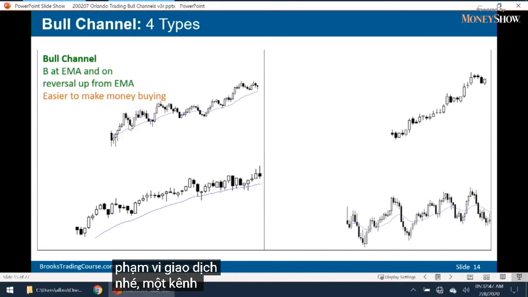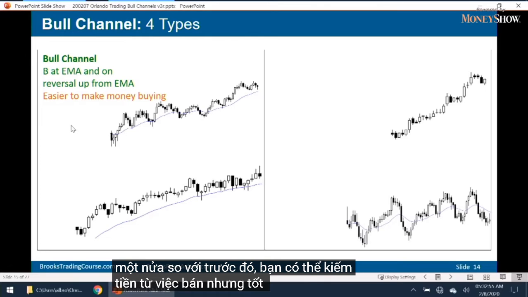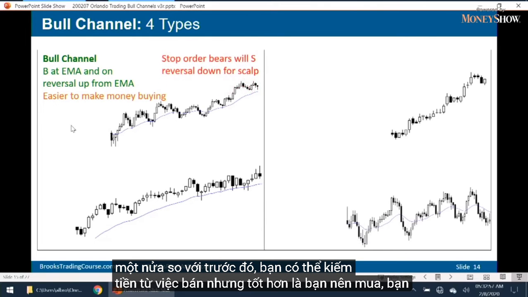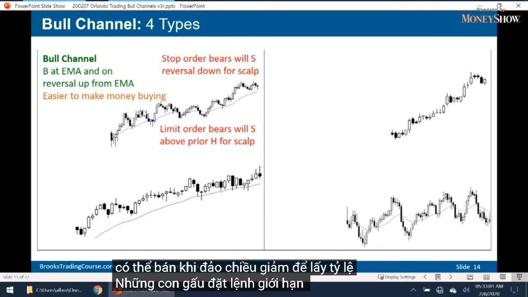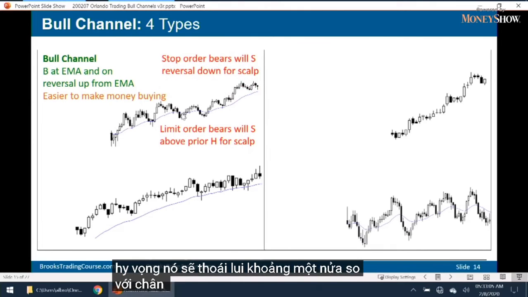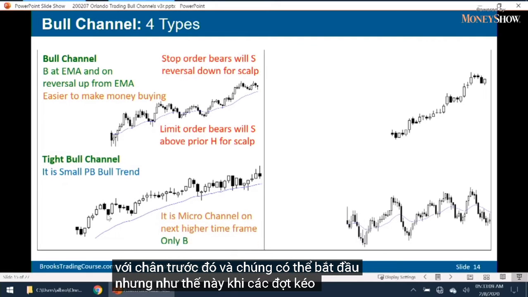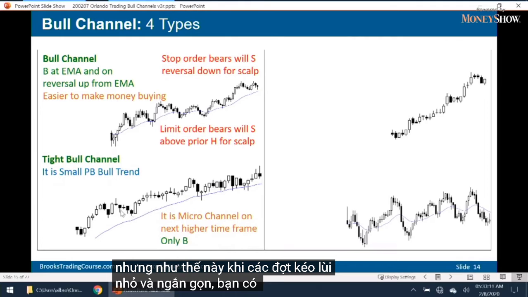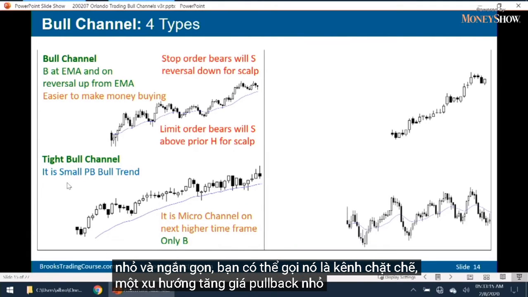Okay, a bull channel, you get pullbacks that last a few bars. They retrace about half of the prior leg up. You can make money selling, but it's better to buy. You can sell on reversals down for scalps. Limit order bears will sell at prior highs, expecting it to retrace about half of the prior leg, and they can scalp out. But like this, when the pullbacks are small and brief, you can call it a tight bull channel, a small pullback bull trend.